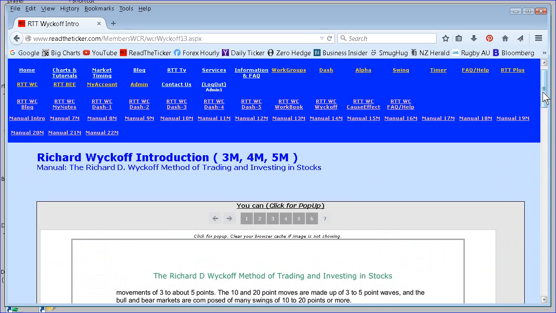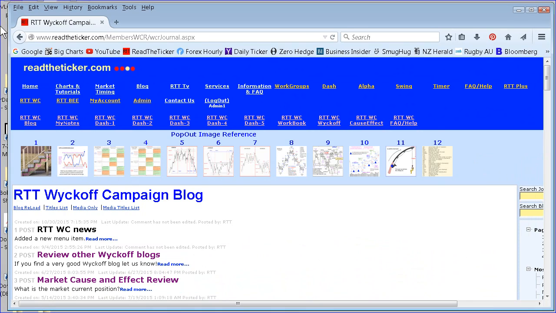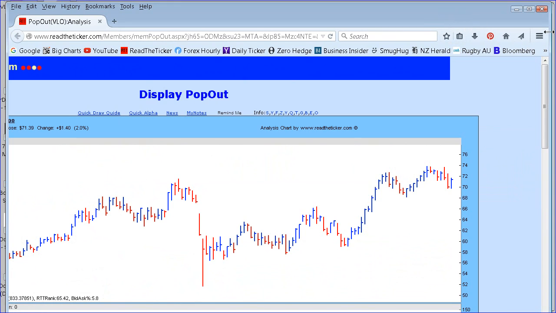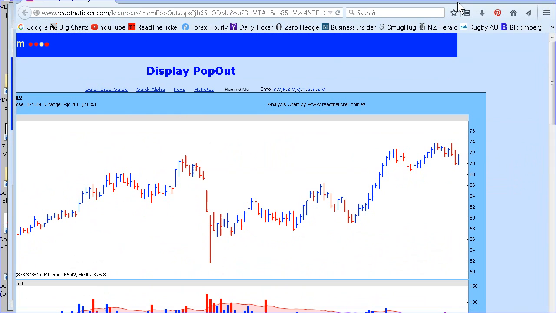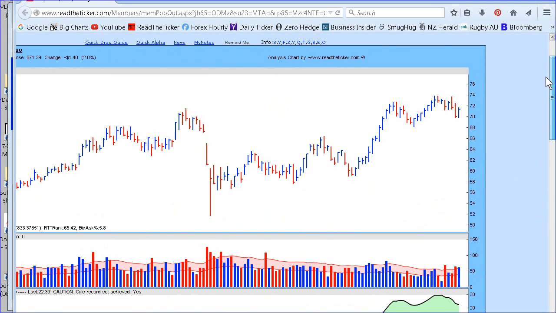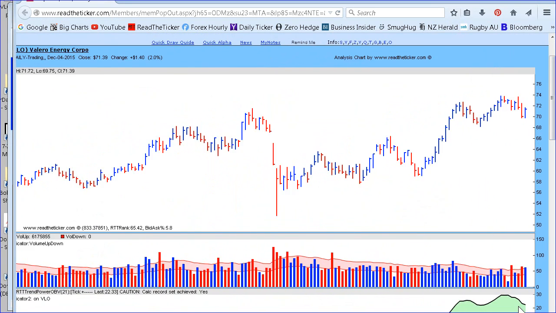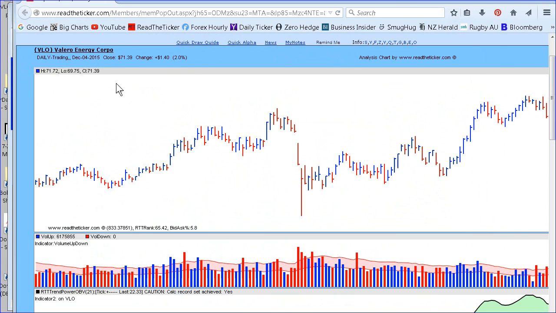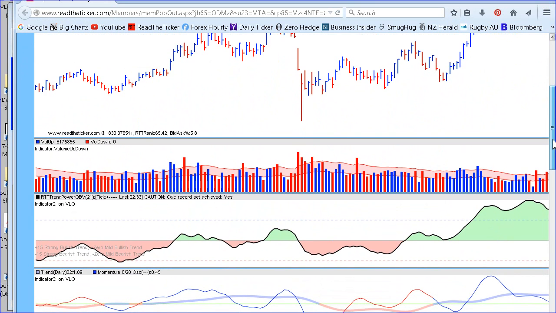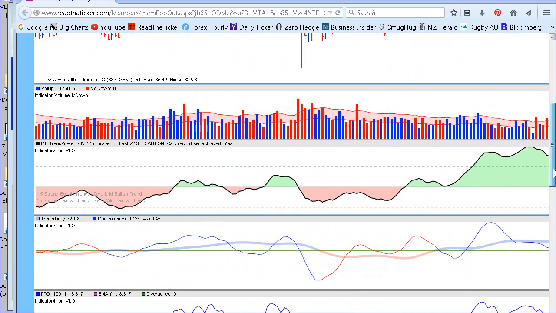Now, what's he talking about? Let's have an example. The stock I want to show off is VLO, an energy stock, VLO Daily Energy Corp. The red bars are down bars, the blue bars are up bars, and the volume is coloured the same. We have our custom indicator called RTT Trend Power OBV. It's standard settings. This is a price and volume indicator, so it's weighted by volume.